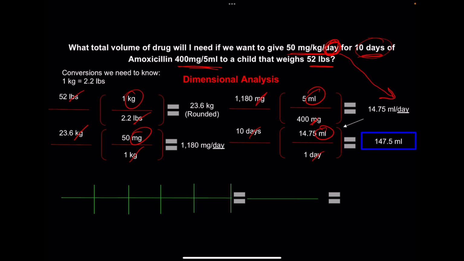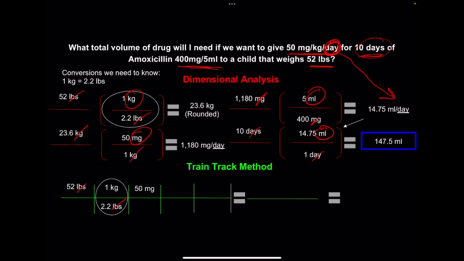However, I would like to show you a different way. I call it the train track method. It is used quite commonly in pharmacy school and in other areas of mathematics and science, but it goes like this. We once again start with our 52 pounds, and we have our conversion factor as such. So they are the exact same. Our pounds cancel out. Excellent. And then we do our next conversion factor right next to it. Our kilograms then cancel out.